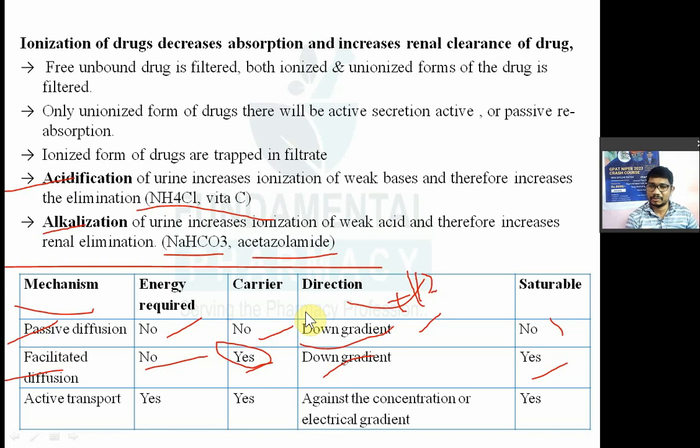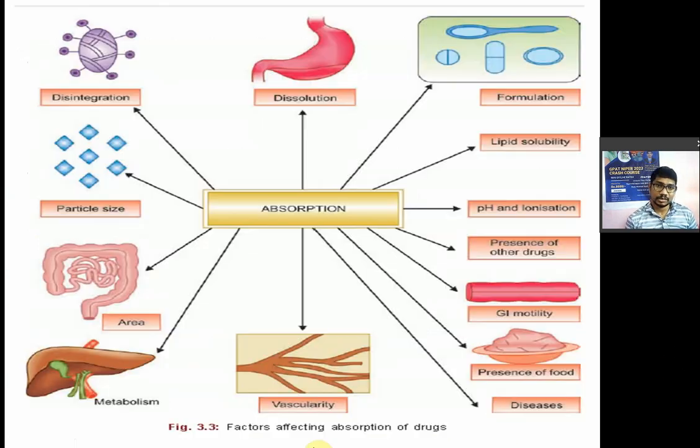Now once again, factors affecting absorption. Absorption के लिए कौन से factor responsible? Okay. So first is nothing but the formulation factors or pharmaceutical factors. Type of formulation: tablet, capsule, and liquid oral. Obviously, if you take a tablet, it will go to the stomach, it will disintegrate, then dissolution, and then absorption.